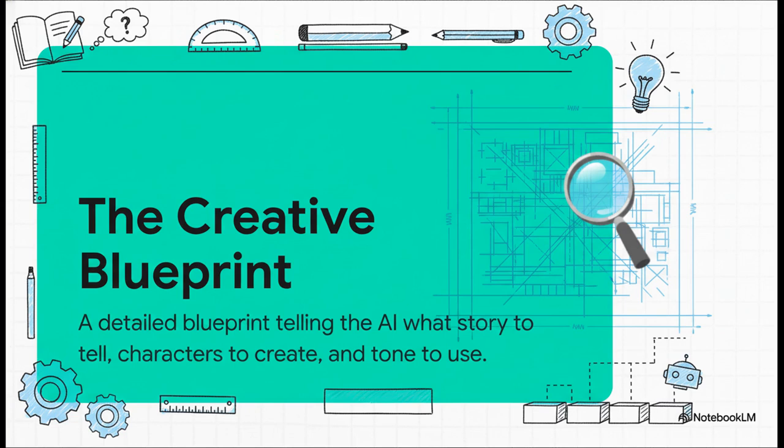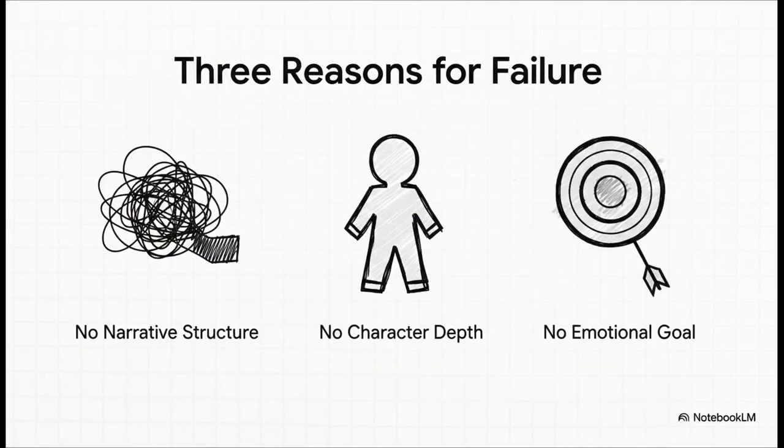So this means we've got to totally shift how we think about prompts. We need to stop seeing them as just simple questions and start seeing them for what they really are: creative blueprints. I mean, think about it. A blueprint gives a builder all the details they need to construct something amazing, right? Same idea here. Vague prompts fall flat because they are missing the three pillars of any compelling story: a narrative structure, some real character depth, and an emotional goal. Without those, the story just kind of wanders around, the characters are totally forgettable, and the impact is, well, there is no impact. You're leaving way too much up to chance.